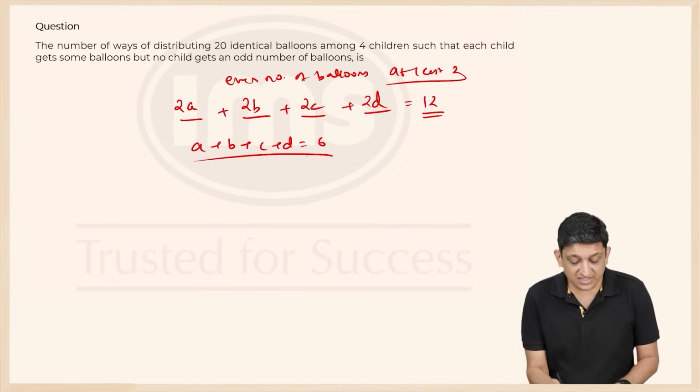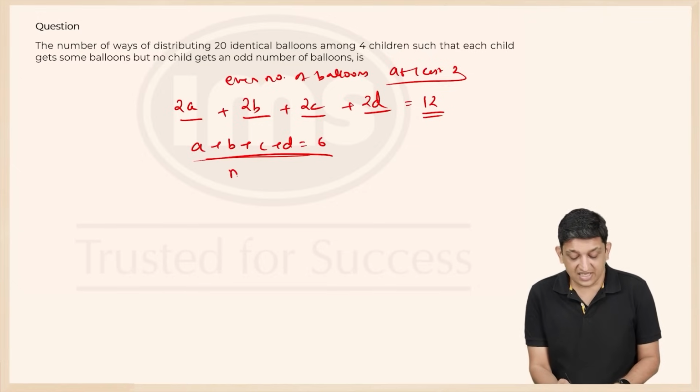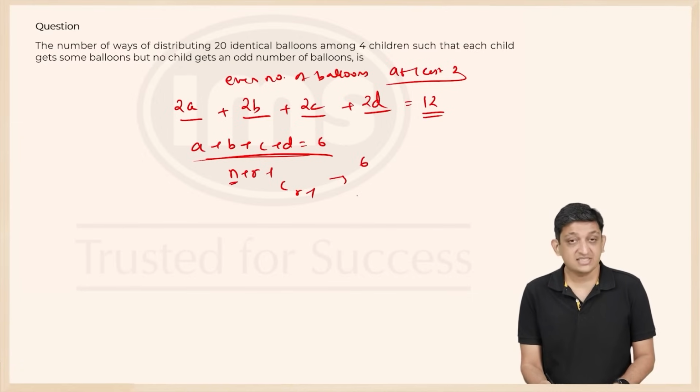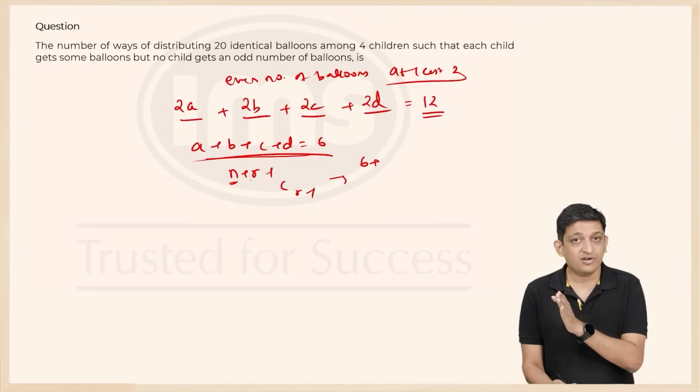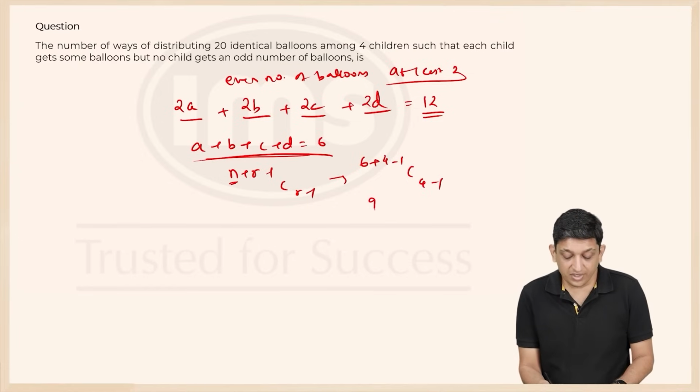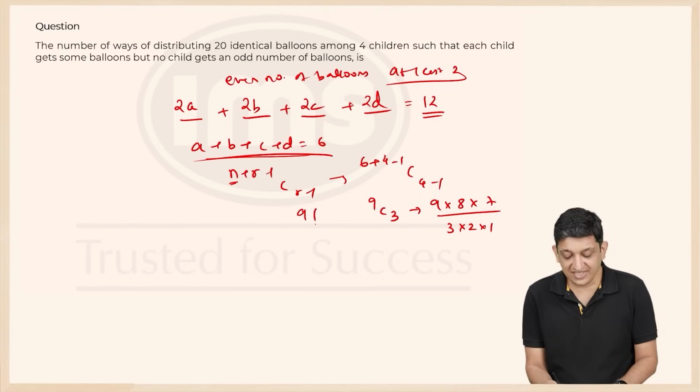So in this case, what is the number of solutions for this? We know that the number of solutions for this is (n plus r minus 1) C (r minus 1). In this case, n is nothing but the number of objects, 6, plus r is the number of parts, that is 4, minus 1 C 4 number of parts minus 1. So we are going to get 9C3, which is nothing but 9 into 8 into 7 divided by 3 into 2 into 1. How did I get this? This is 9 factorial by 6 factorial, 3 factorial.